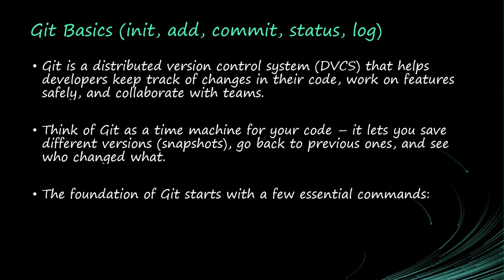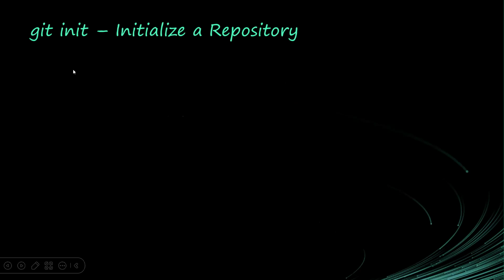All right. So the foundation of Git starts with a few essential commands. The first one we'll take a look at is git init. Git init is used to initialize a Git repository. If you're working on a folder, a directory, a project, and you have not initialized it, it will not be Git initialized. It will have nothing to do with Git.